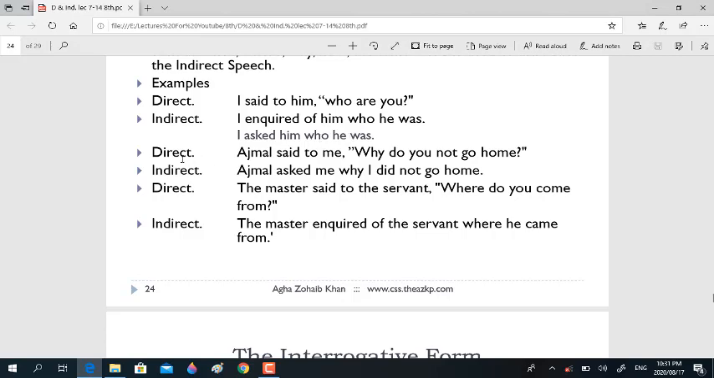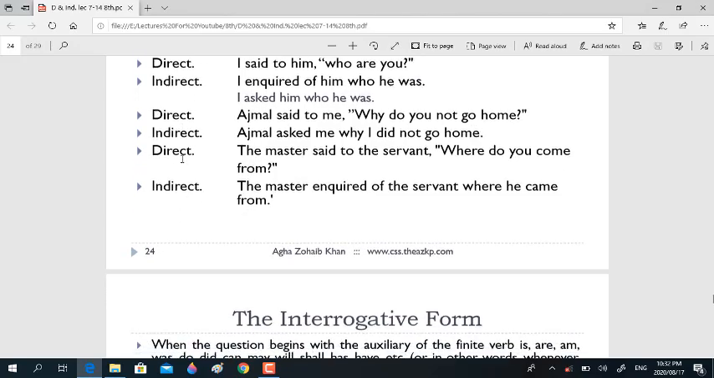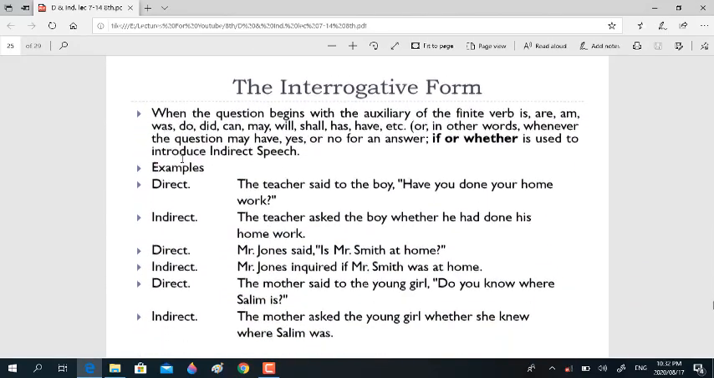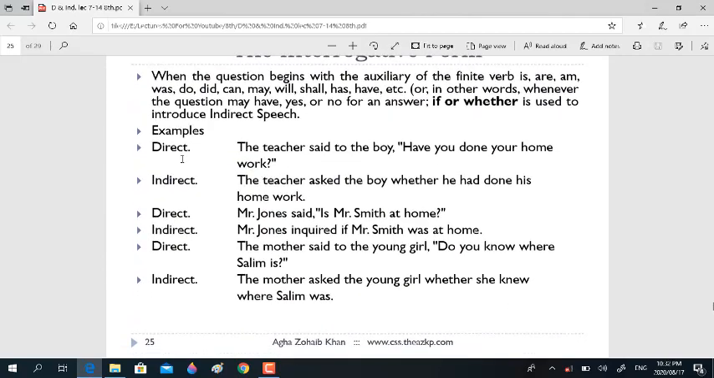Look at this sentence now. Ajmal said to me, why do you not go home? Ajmal asked me why I did not go home. It's so simple, right? Now look at sentences that begin with auxiliary verbs, which I have named polar interrogatives, right?